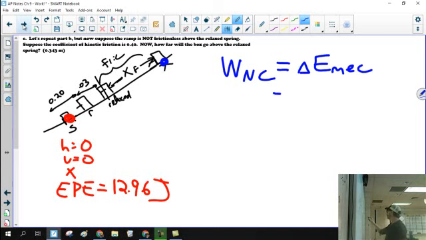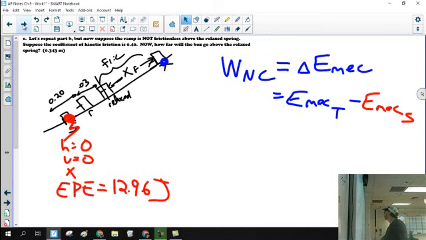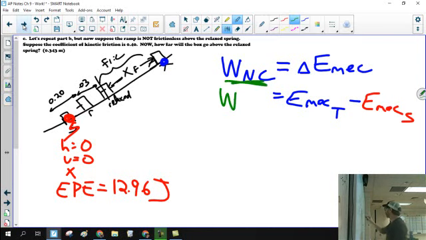So that is equal to my mechanical energy at the top minus my mechanical energy down here where it's squashed, this S point. All right, and that's equal to the work done by non-conservative forces, but our only non-conservative force is friction. So the work done by friction is equal to that. All right. So I guess we need to go off to the side and make a little free-body diagram.